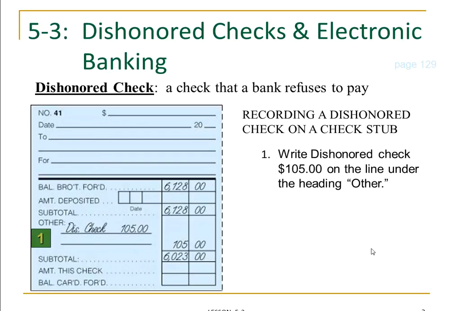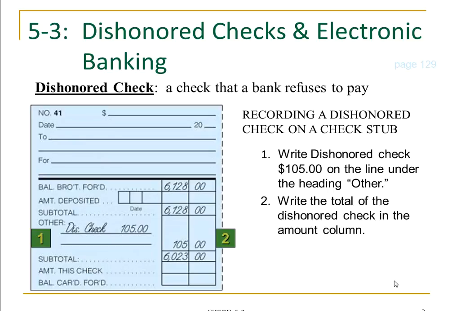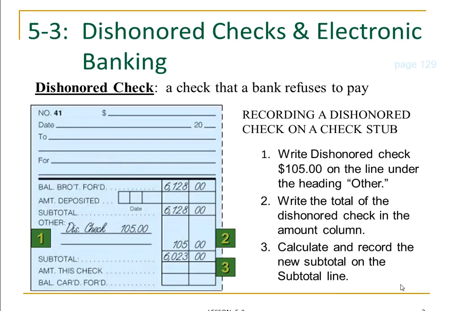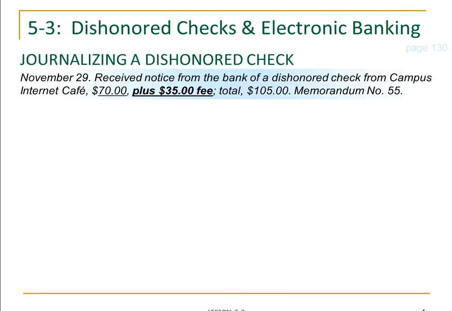So we write the amount of the dishonored check on the line titled Other, and then in the amount column, and then we calculate by subtracting the dishonored check amount and taking it back out of our bank records in our check stub. Then we have to record this dishonored check in our journal so it can later be posted to our cash account in our general ledger.